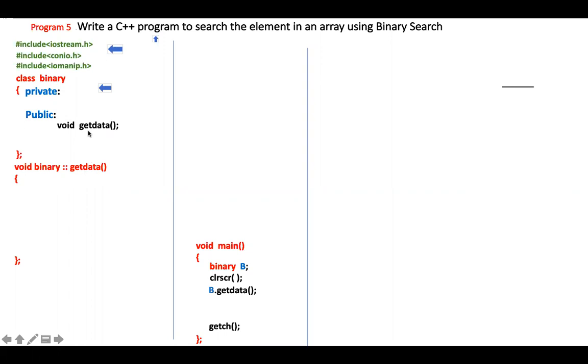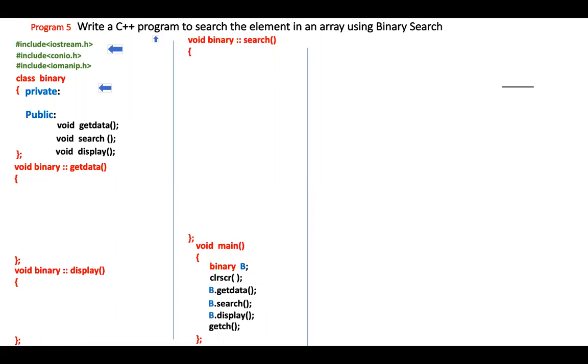Since I have written a method, I'll call the method outside, as well as in my void main function. Similarly, void search, even that method I have called already over here. Then you have void display. Void display again, it will be called in my void main. So this much of the program is again the same.